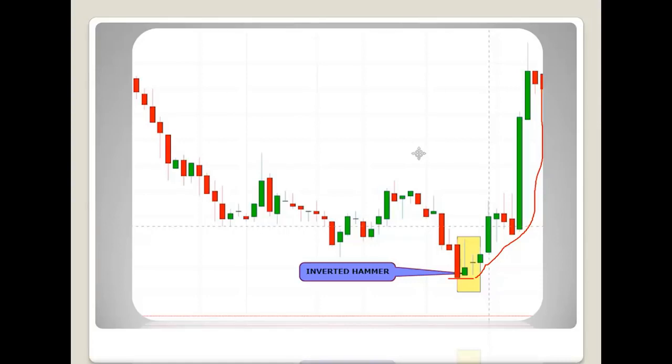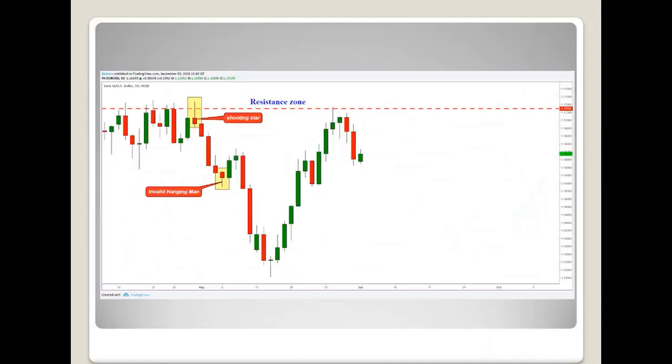And for a shooting star, we have a long upper shadow and the body should be at the low level. For a hanging man, the body has to be at the top and there should be a long lower shadow. This is the criteria for a hammer, hanging man, inverted hammer and shooting star.